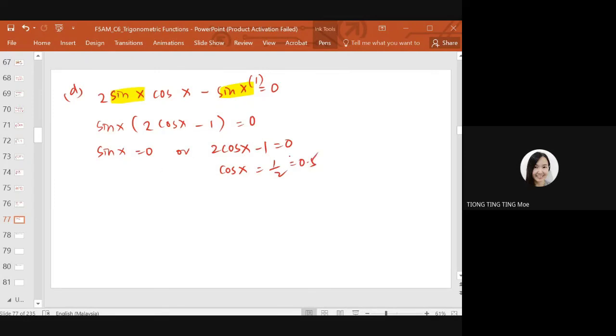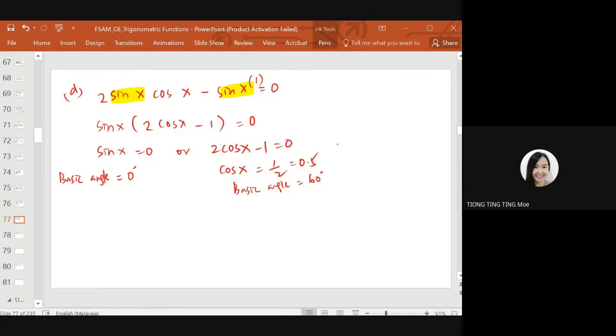Okay, sine x and cos x. So for sine x equal to 0, you shift sine 0. What is the basic angle? The basic angle for shift sine 0 is 0 degrees. Then for the other one, shift cos 0.5, you get 60 degrees. So this one's basic angle is 60 degrees.